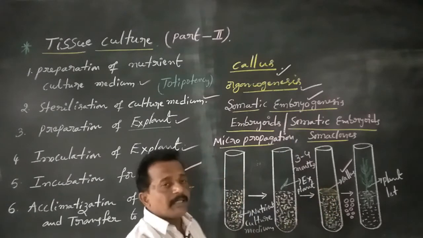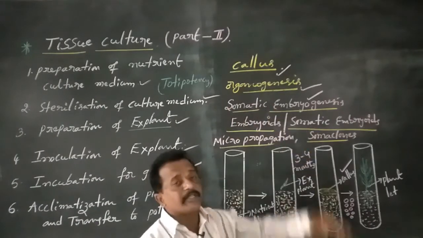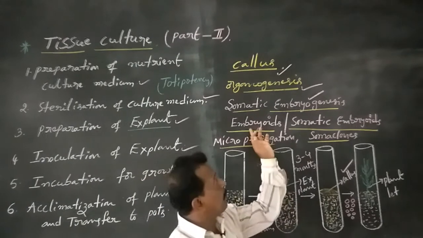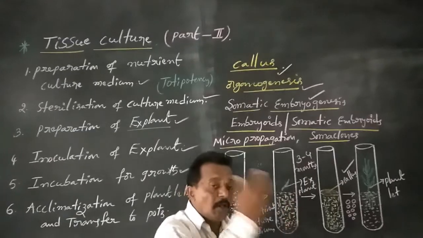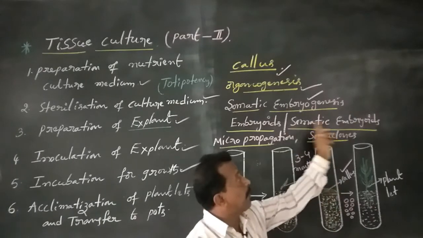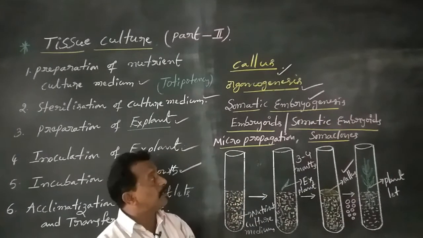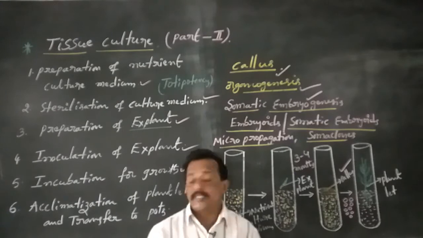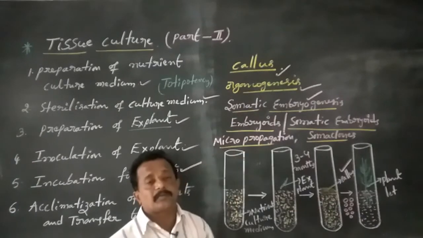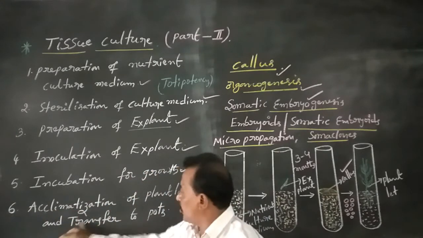Sometimes this callus directly develops embryo-like structures, that is called somatic embryogenesis. The embryo-like structures developed in the callus are called embryos. Embryos are developed directly in the callus, that is called somatic embryos. This is the fifth step, incubation for growth. Okay, now the sixth step here: acclimatization of plantlets and transfer to pots.